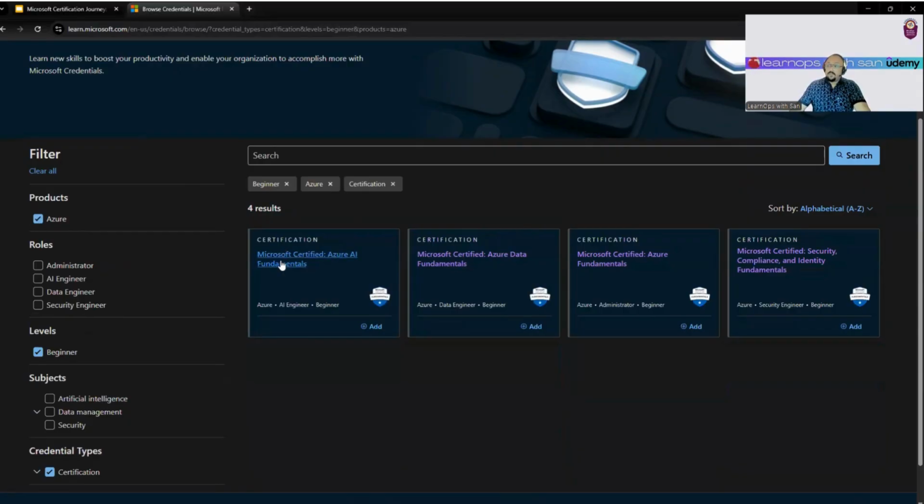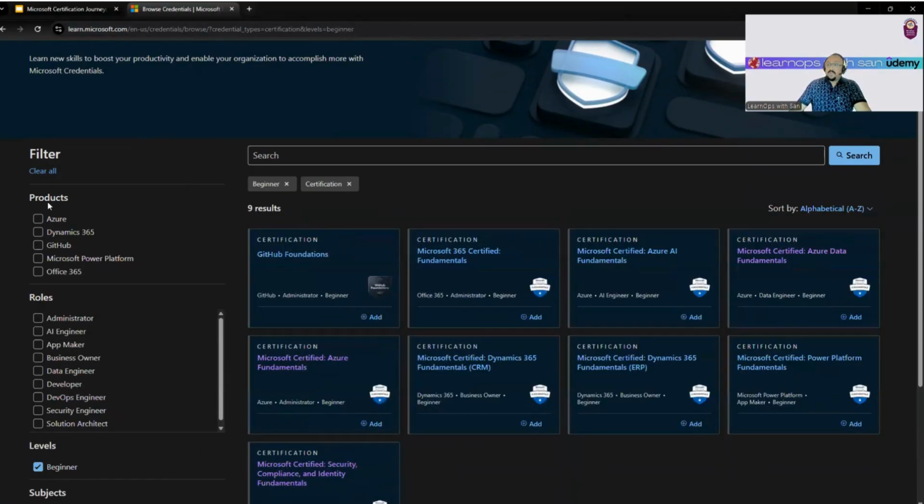So if I select Azure, everything related to the Azure ecosystem of offerings in terms of certification is shown here: Azure AI Fundamentals, Azure Data Fundamentals, Azure Fundamentals, and Security, Compliance, and Identity Fundamentals. This is typically, I'll say, the filter you have to be very comfortable around.